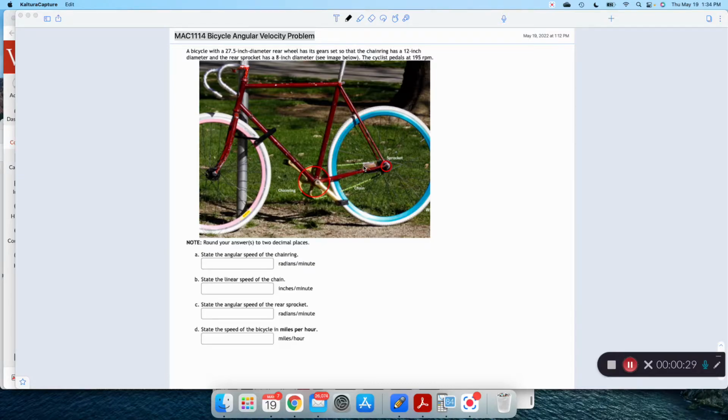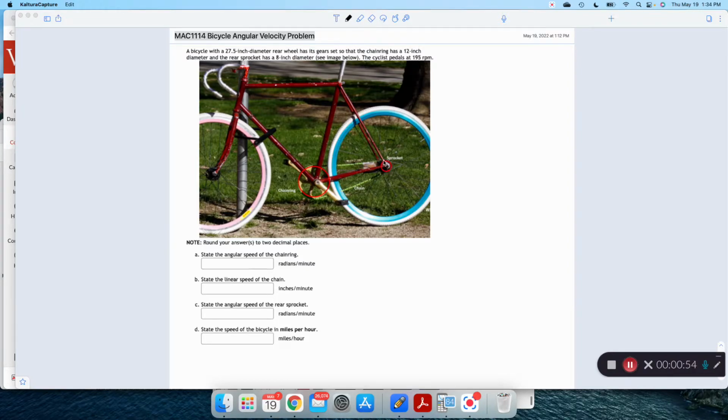Then we're going to find the linear speed of the chain, because the chain is here at this radius at the edge of this circle. So the chain is moving at some linear speed, like feet per second, miles per hour, in this case, inches per minute. Over here, the whole chain is moving at the same linear speed.